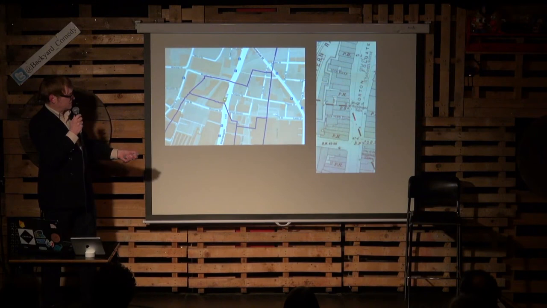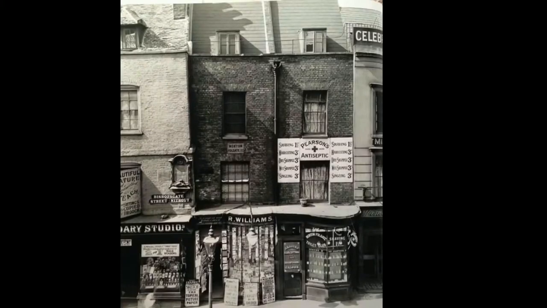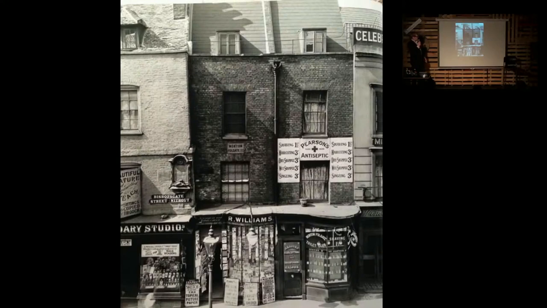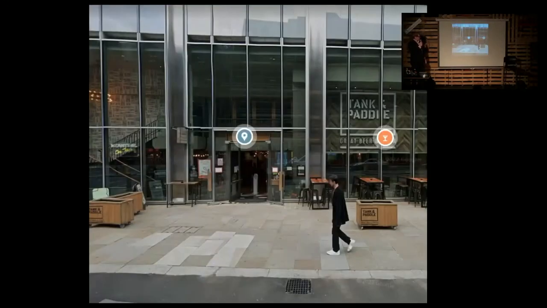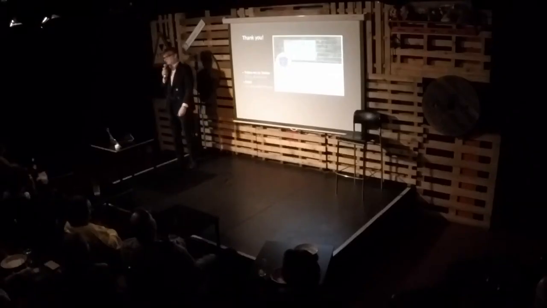There's a very old Ordnance Survey map here, and you can trace it. So that's what it used to look like with a boundary marker, and that's what it looks like today. Not there anymore. And that concludes the talk. I hope you now know everything about boundary markers.